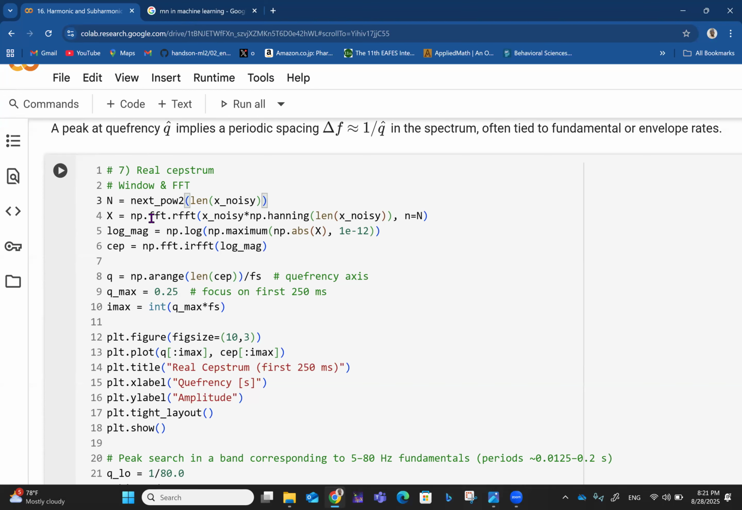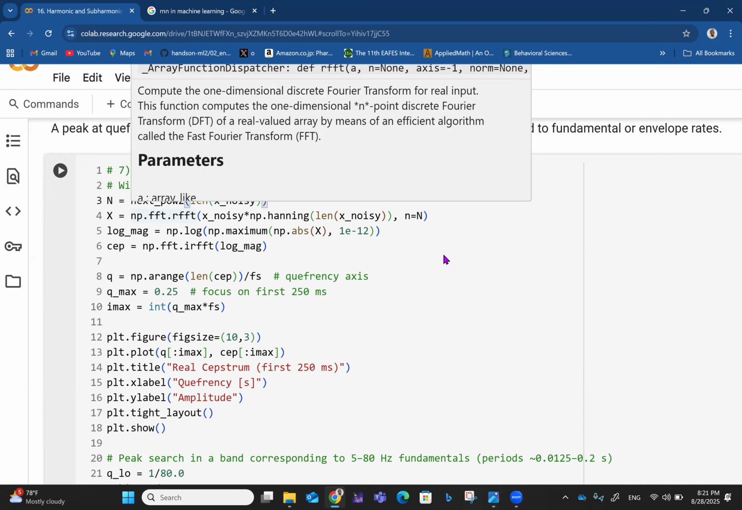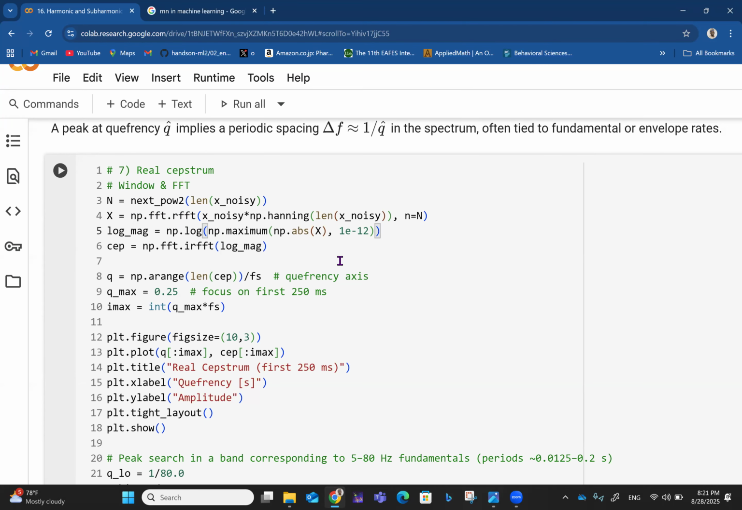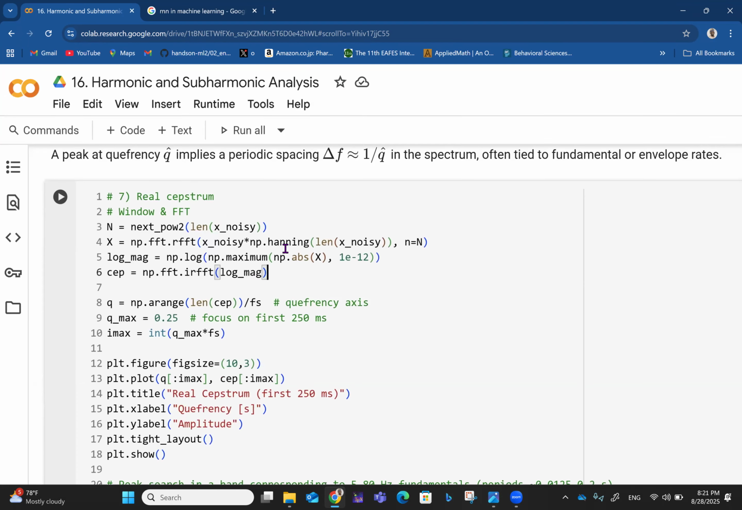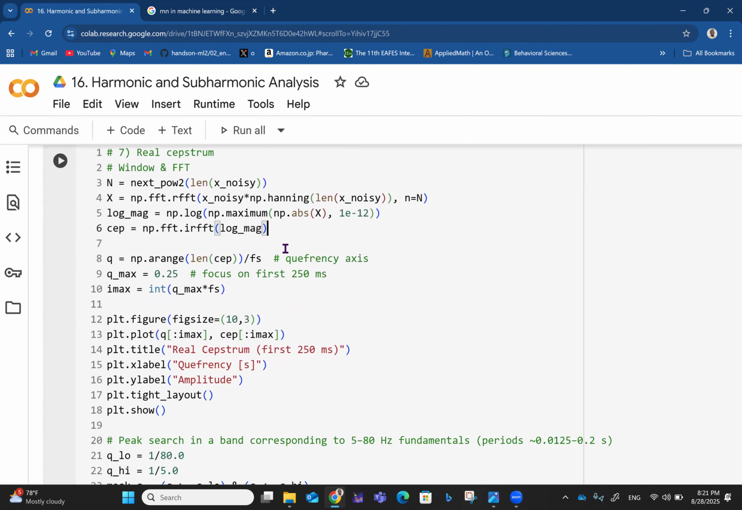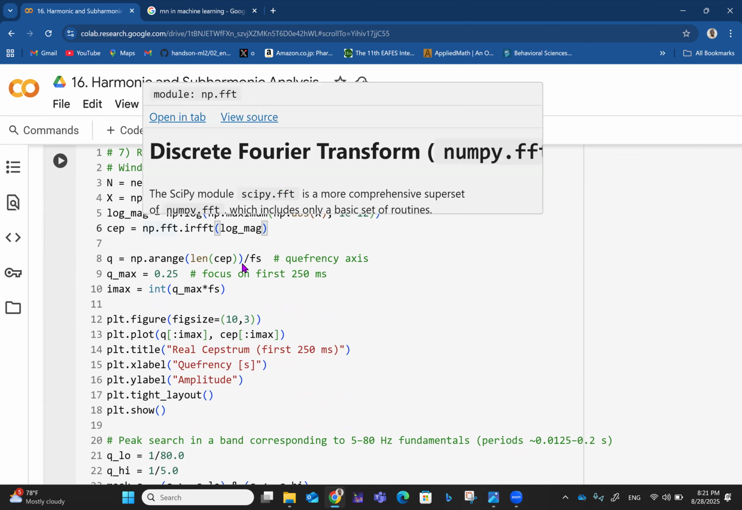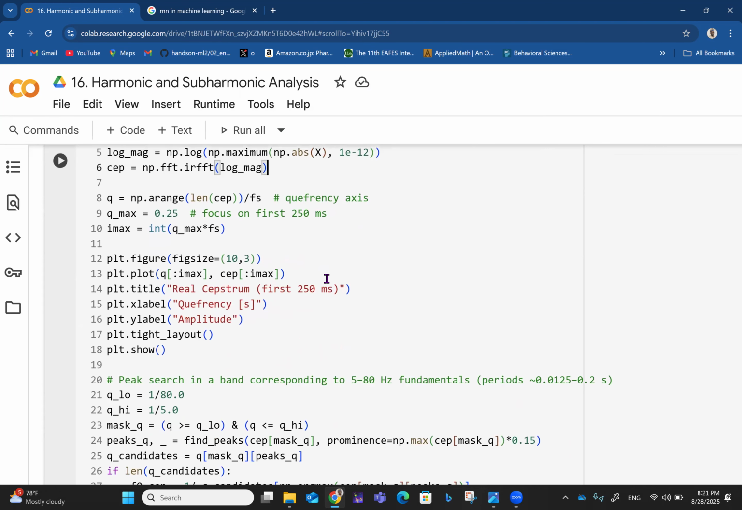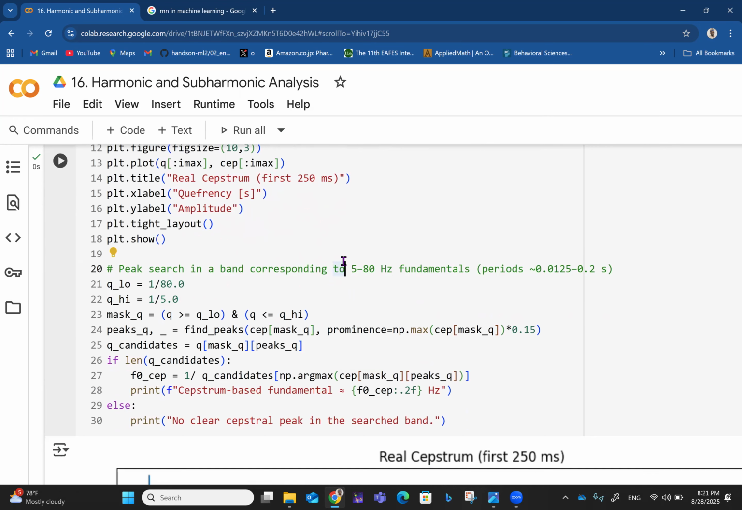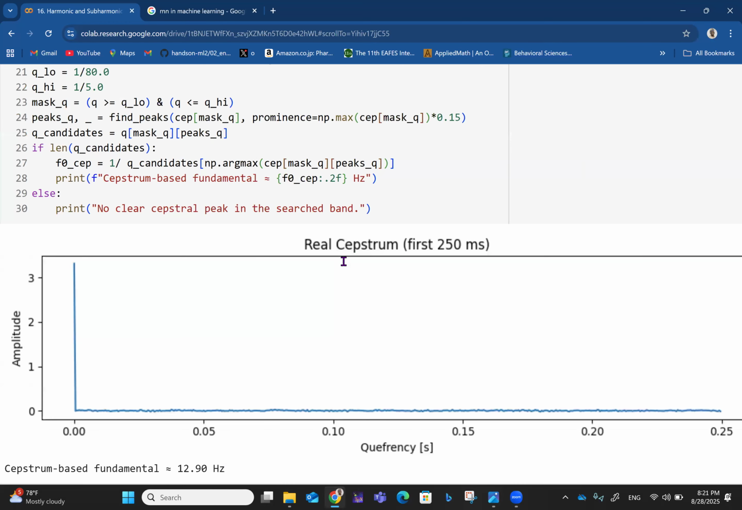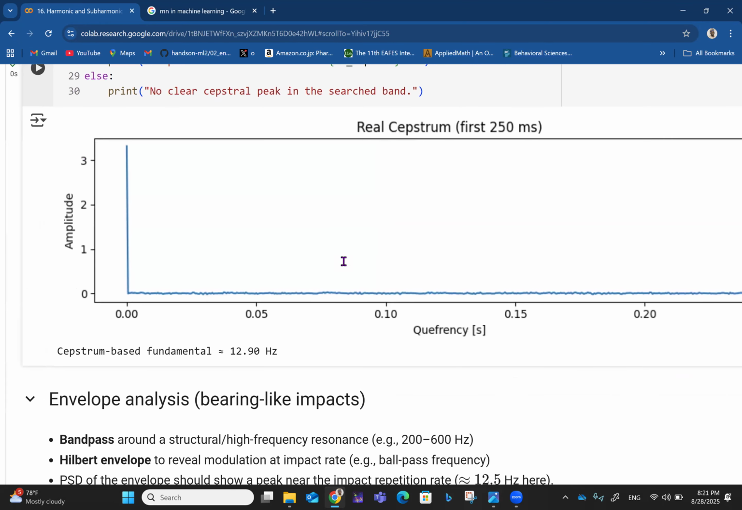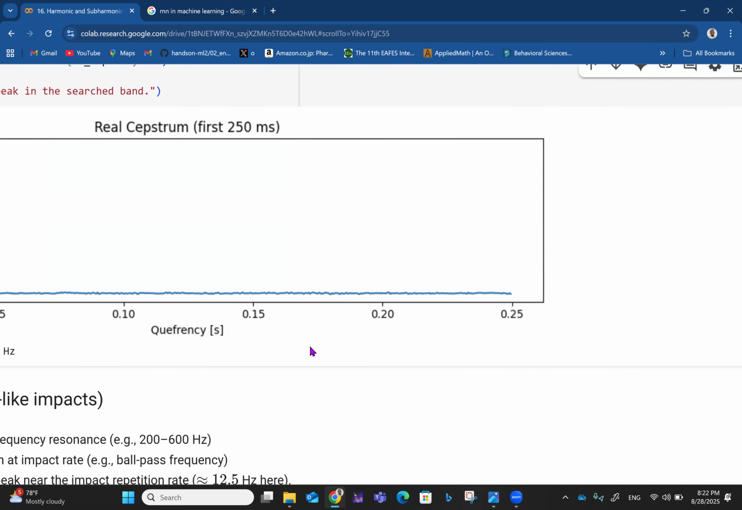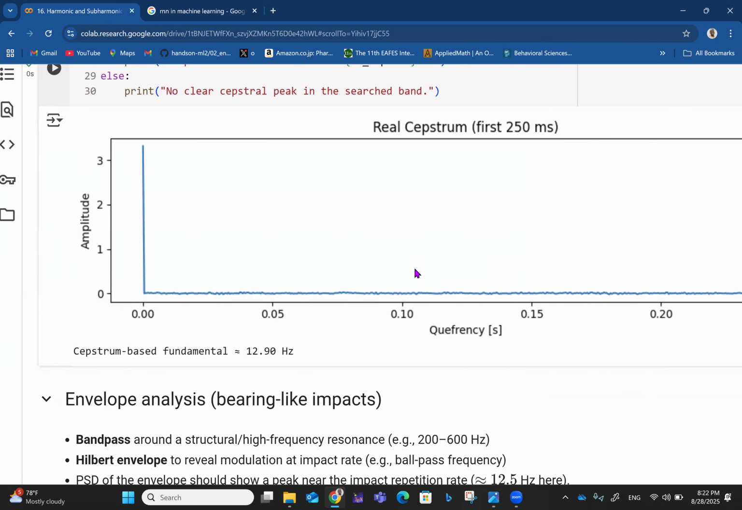And then we have X to be np.fft.rfft and all of that. Then we have log_mag, we have cepstrum. So this is the cepstrum in line 6. We take np.fft.irfft of the log_mag that we have right here. And then we have every other thing like that. I'll just go ahead and run this so you can look at the code better. So this is the kind of thing this gives us. We have the cepstrum-based fundamental to be about 12.90 hertz, right? So we have the Q frequency in this case, like that.